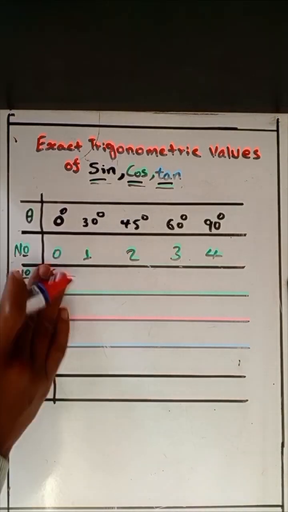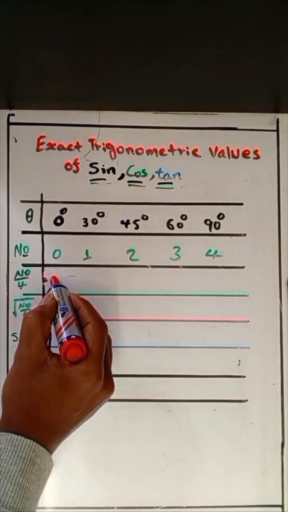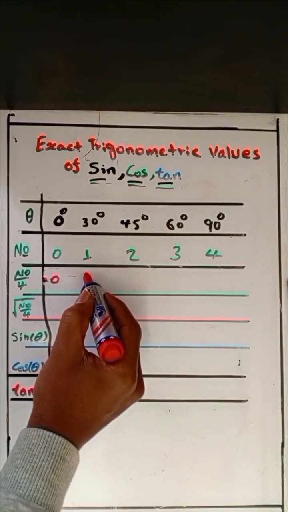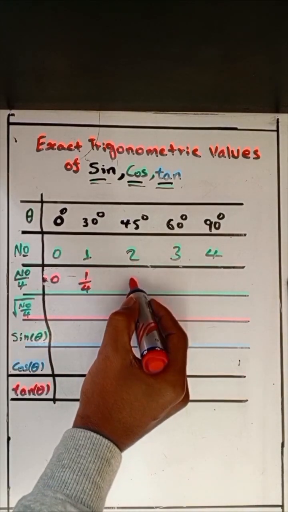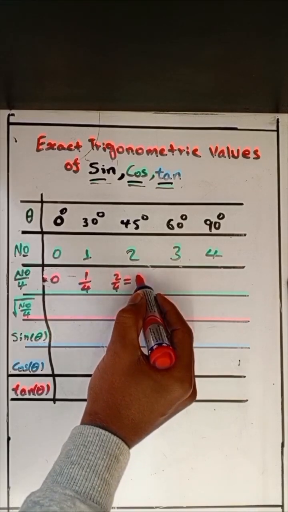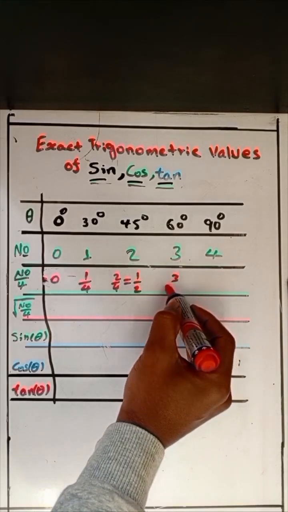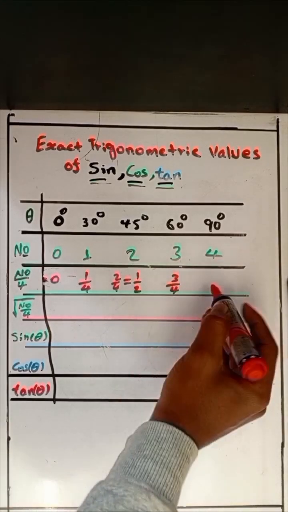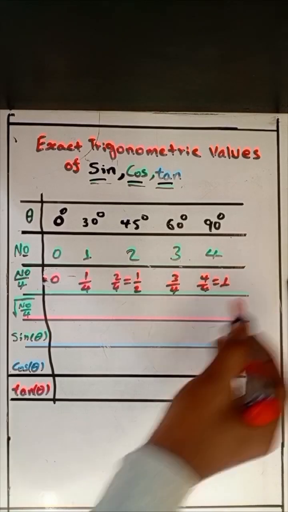So we have 0 over 4, which is 0. 1 over 4 is 1 over 4. 2 over 4, okay, we can simplify this, is 1 over 2. Here we have 3 over 4. And the last, 4 over 4, is equal to 1.